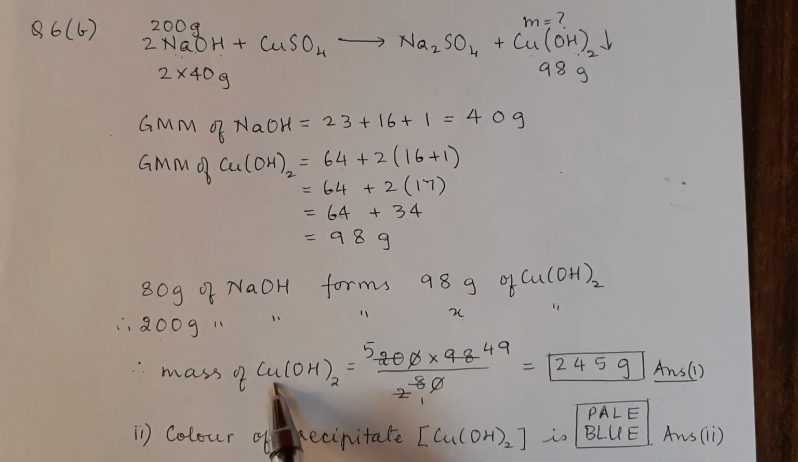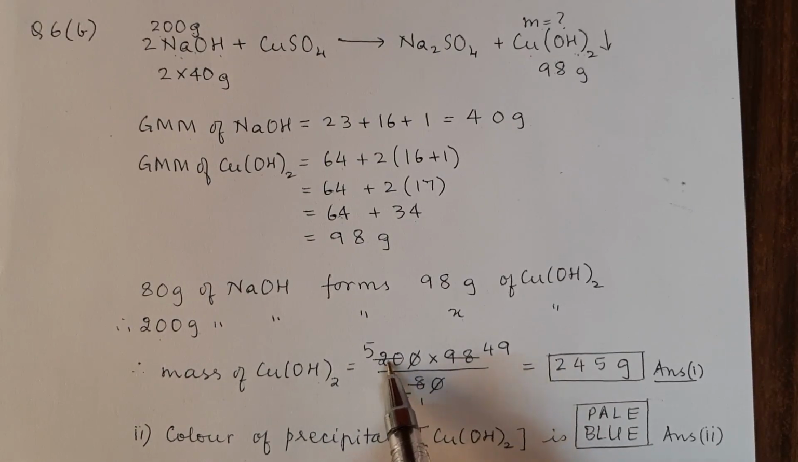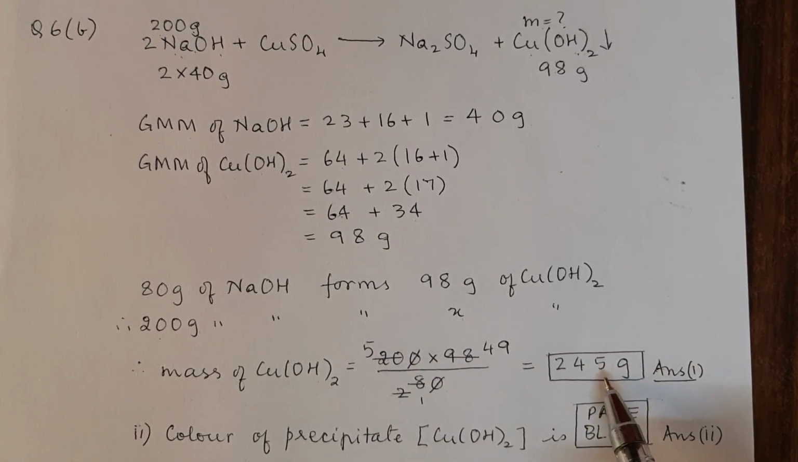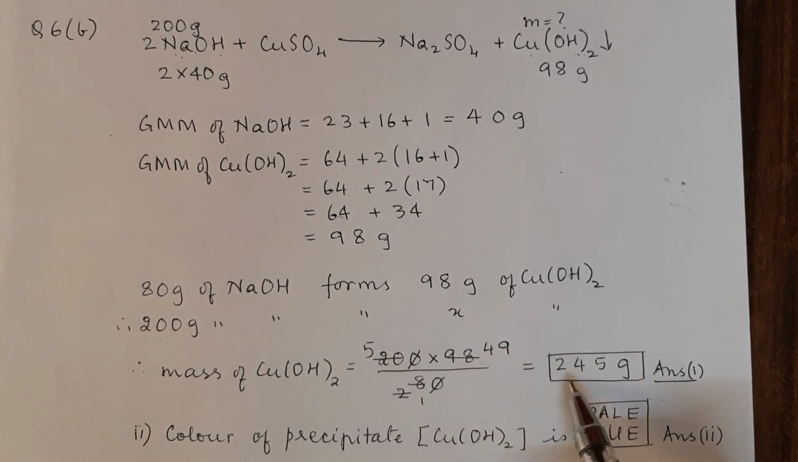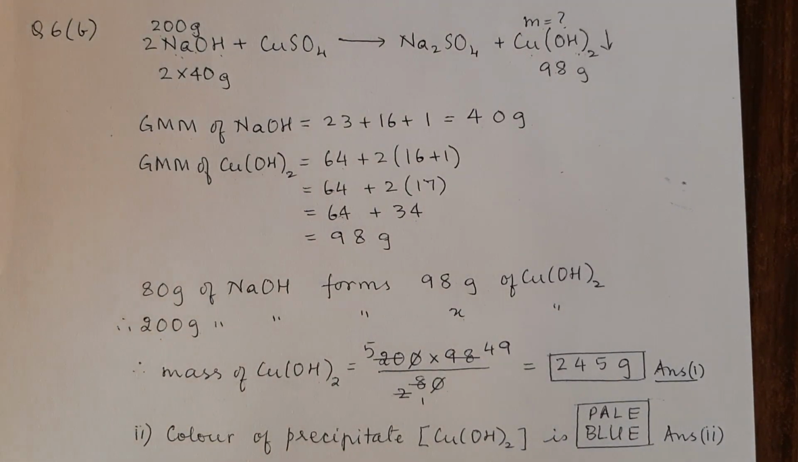And so mass of Cu(OH)2 will be, these two numbers will cross multiply, divide by this 80, cancel the zeros, 4 will divide twice, it will go here 5 times, and 2 goes here 49 times, 5 9s 45, carry 4, 5 4s 20, and 4 24. So 245 grams is the answer. Now the second part says the color of the precipitate, that is Cu(OH)2, it is pale blue, and that is our answer 2. Now let us come to the C part.